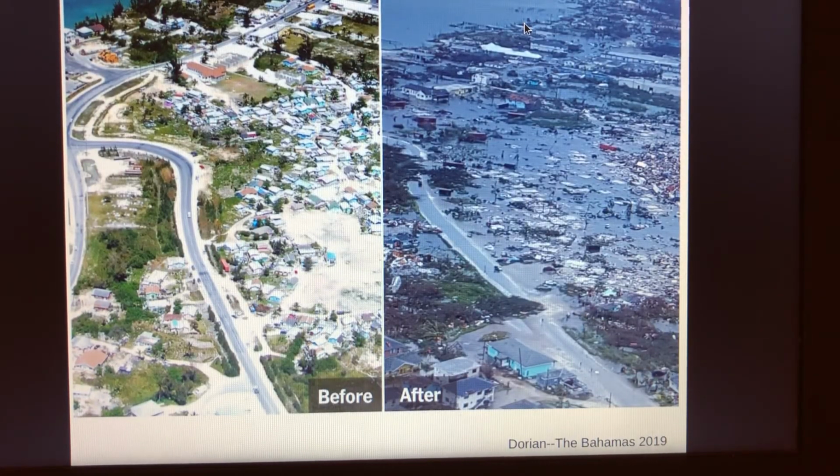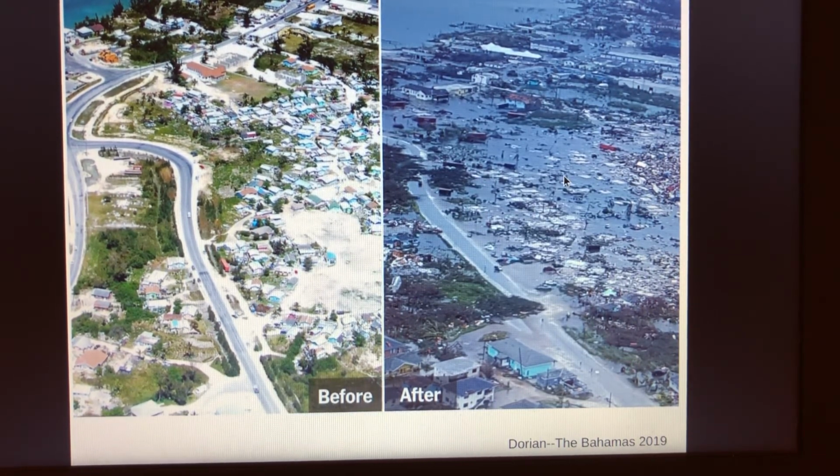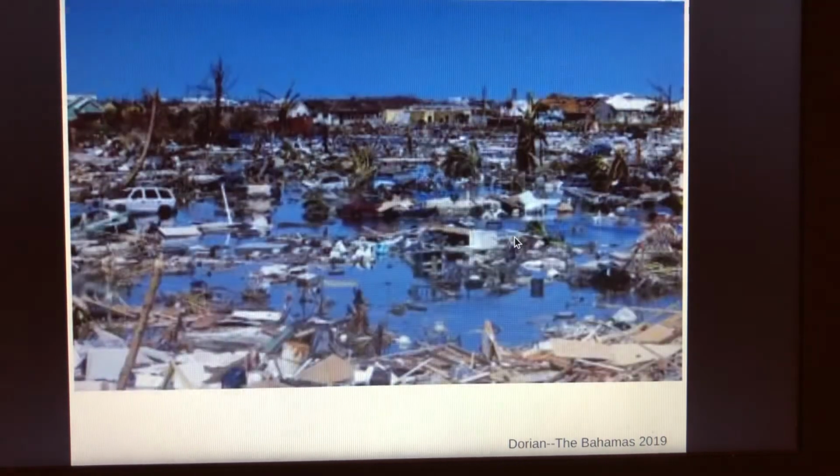This is a picture of Hurricane Dorian. This just hit the Bahamas and Florida last summer. And you can see this is a before picture of what it looked like with the roads and the houses in the Bahamas. And this is what it looked like after. So you can see everything's flooded out. And here's a picture of that devastation that Dorian caused last year during the 2019 Atlantic hurricane season.